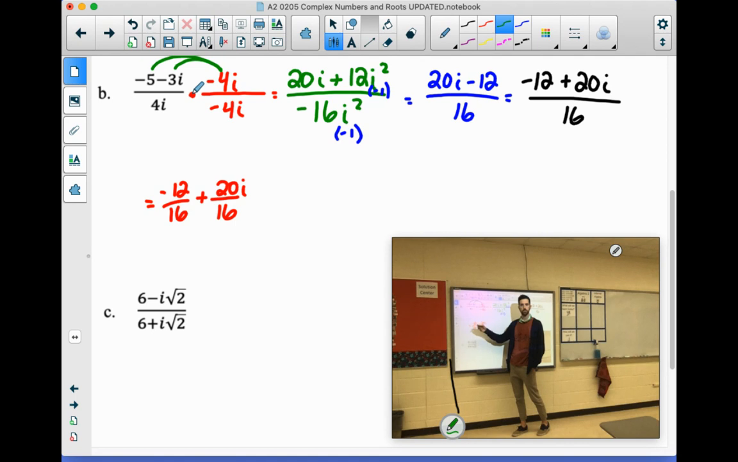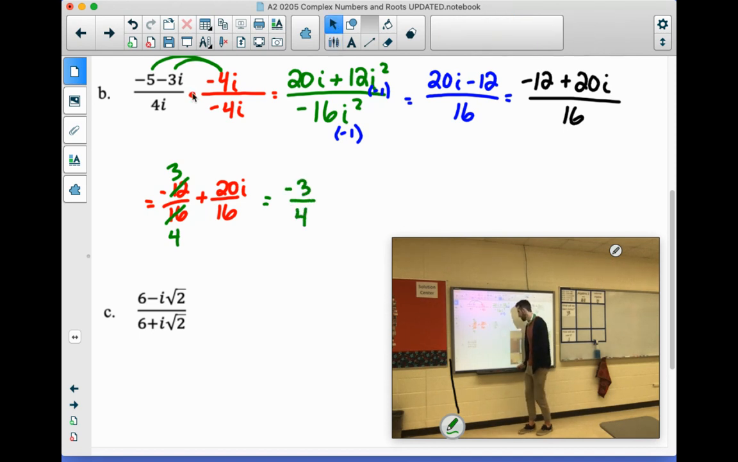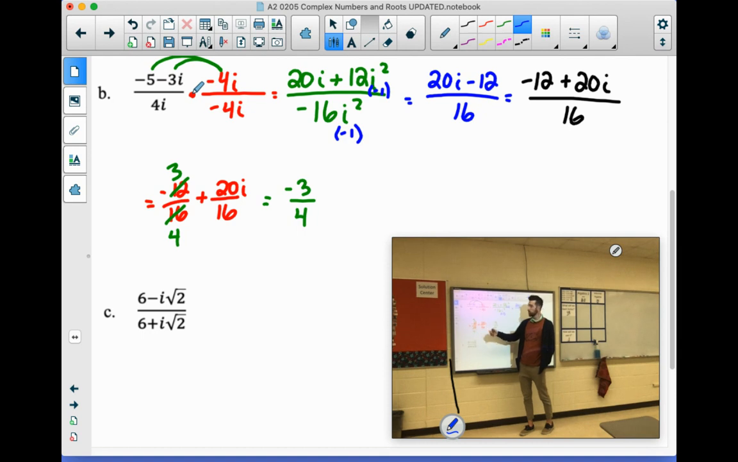12 and 16, 4 goes into both of those. So it would be -3/4. 20 and 16, 4 goes into both of those. So it goes into 20 5 times, it goes into 16 4 times. So it would be plus 5i over 4.